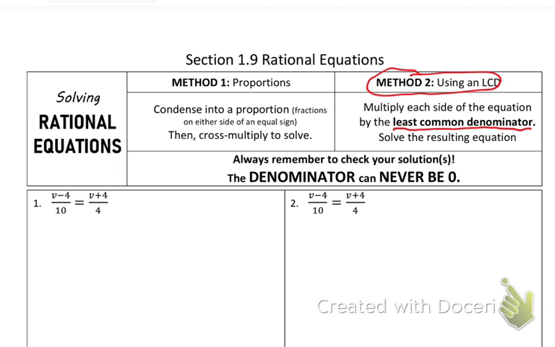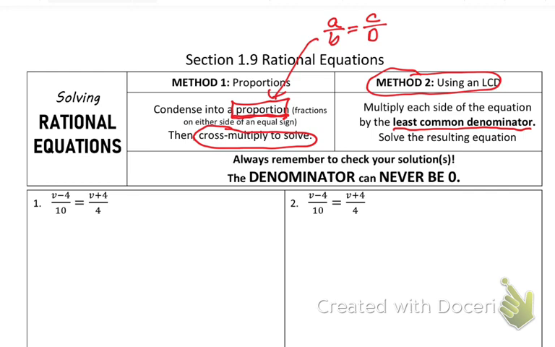We're going to talk about method 1 on this first problem, though. On method 1, we're going to actually use that cross multiplication to solve it. But the problem with using cross multiplication is the only time you can do it is if you have an actual proportion. To be a proportion, you have to have just a fraction on one side, and you have to have a fraction on the other side. That's the only time you can use cross multiplication.